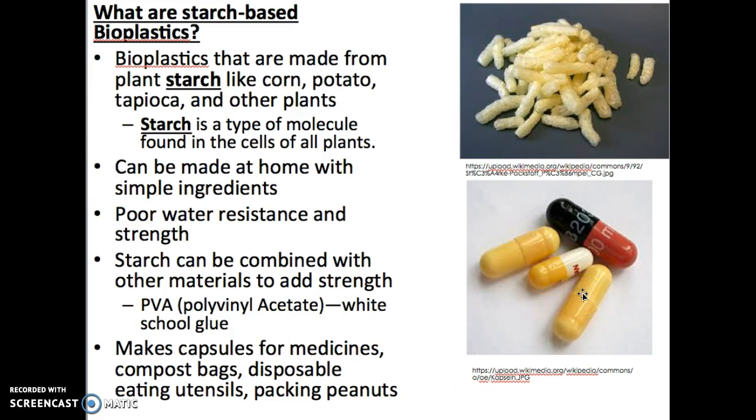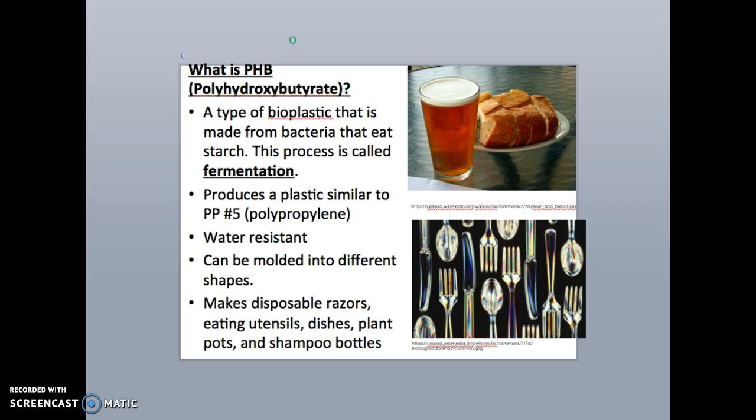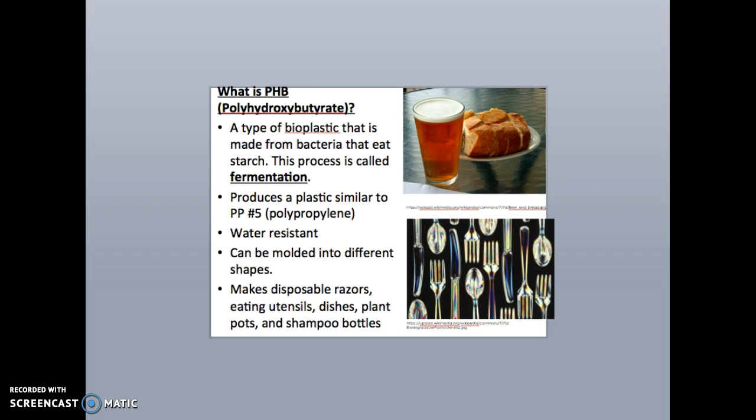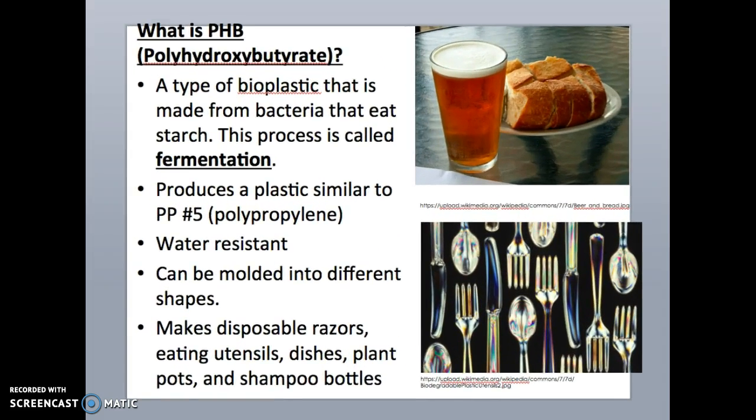Here's a picture of medicine capsules. A lot of you have asked me if this is actually plastic, and the answer is it is actually a type of starch-based bioplastic. It does melt in our stomachs and it releases medicines gradually. Some other things that the starch-based bioplastics make are compost bags, disposable eating utensils, and these packing peanuts, as you see here.